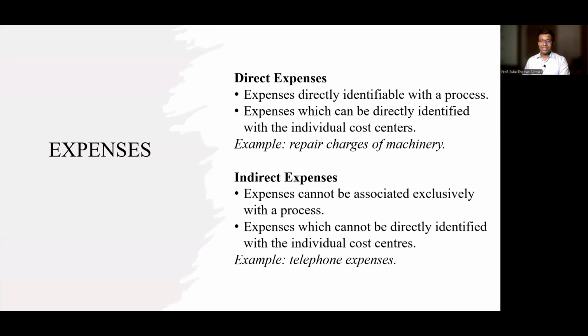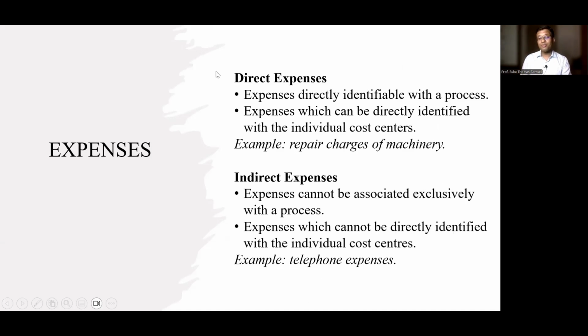Again, we can have direct expenses. Now, direct expenses, you would be able to identify them directly with a process. So such kind of costs are called direct expenses. We could think of the example of repair charges that you incur when your machinery breaks down. Then you could have indirect expenses. These may not be associated, you may not be able to tag exclusively to a process. However, these are costs that you would still be incurring. We have the example of telephone expenses.